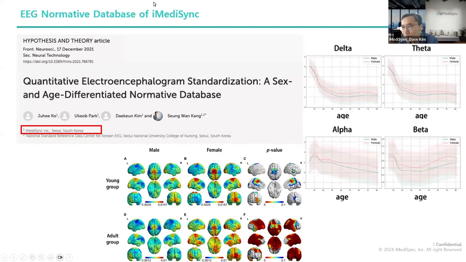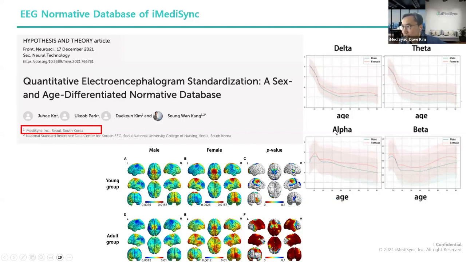Our first strength is the normative database. You can see the delta decreases with age like this. The theta also decreases with age, and alpha and beta show a dynamic pattern. This is the absolute amplitude. In the relative power, delta decreases, theta decreases, and alpha increases and saturates at the other level. Beta also increases and saturates in the other range in the relative power. And this is the absolute power. So alpha and beta show a dynamic pattern.